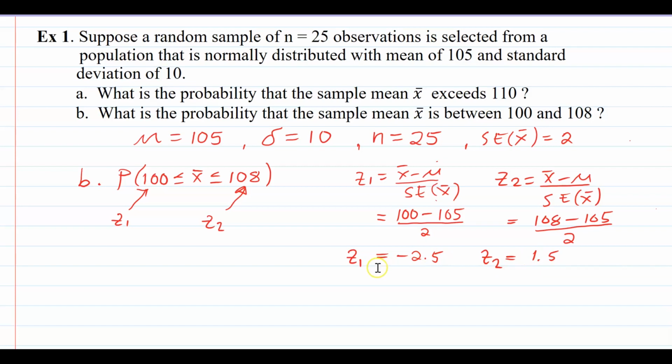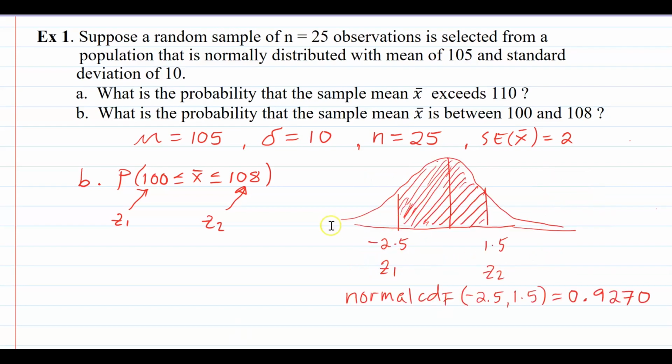Now that we have the values of Z1 and Z2, we are ready to draw the normal curve and locate Z1 and Z2. Now we have the normal curve, and we have located Z1 equal to negative 2.5 and Z2 equals 1.5. Because we want to find the probability that x bar is between 100 and 108, we want to find the area under the normal curve between Z1 equals negative 2.5 and Z2 equals 1.5.